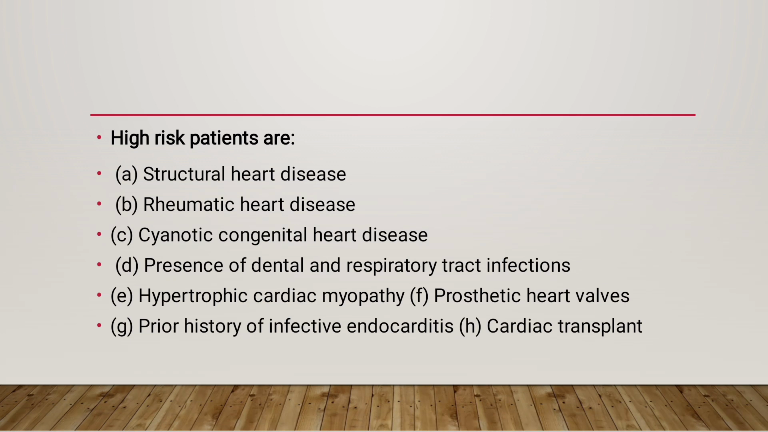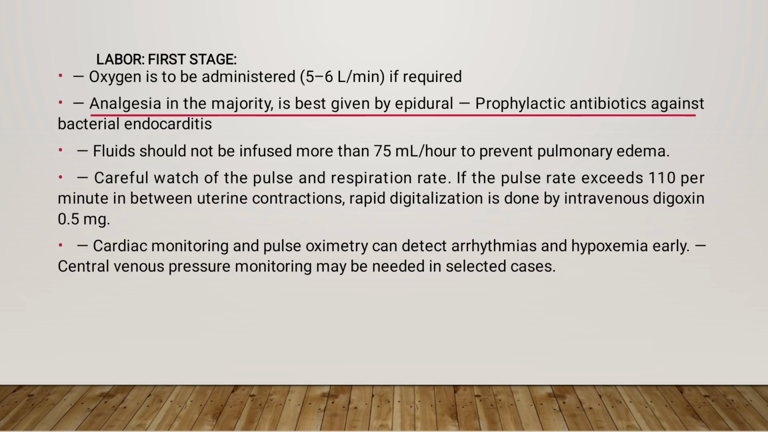Then prophylactic antibiotics for bacterial endocarditis are also given, that is, antibiotic prophylaxis during labor and 48 hours after delivery is considered appropriate. This is to prevent bacterial endocarditis. The recommended regimen includes intravenous ampicillin 2 gram and gentamicin 1.5 mg per kg, not to exceed 80 mg, at the onset or induction of labor, followed by repeat doses at 8 hour intervals.